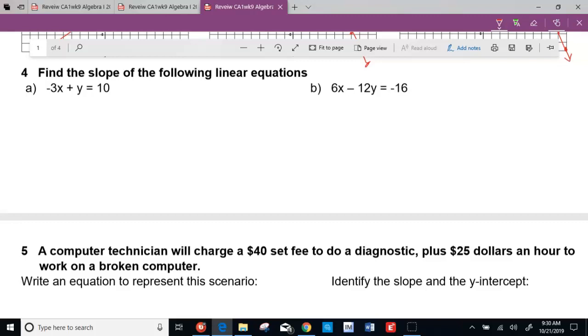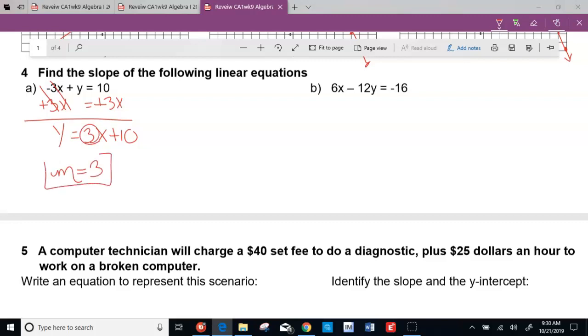So to get y by itself, I'm going to just add 3x to both sides of my equation. When I do that, this cancels out, and I have y equals that +3x that I moved over with the +10 that was there before. My slope then is whatever number's in front of x. In this case, 3. So you can say slope is 3 or 3/1, depending.